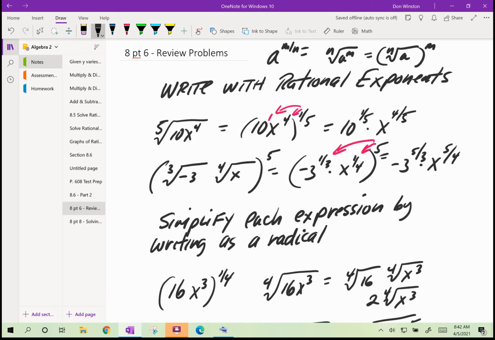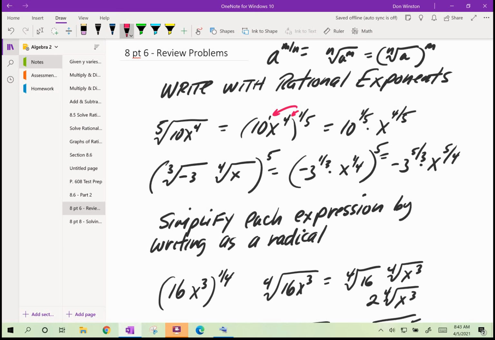So for example, I have the fifth root of 10x to the fourth. So I can write that as 10 times x raised to the fourth, all raised to the 1/5. And then I can distribute exponents to exponents. So I can distribute the 1/5 to the 10, so that would be 10 raised to the 1/5. And I can distribute the 1/5 to the 4, so that would be x raised to the 4/5. Okay, so we're going from radical expressions to rational exponents.